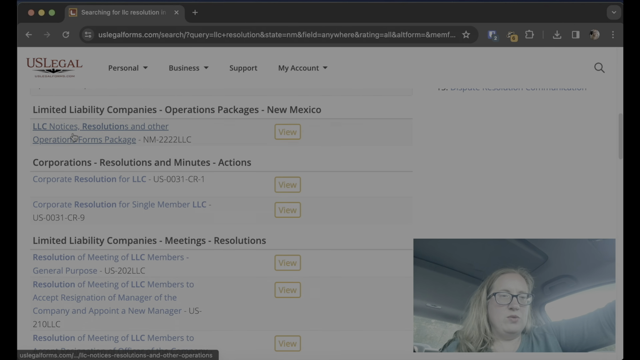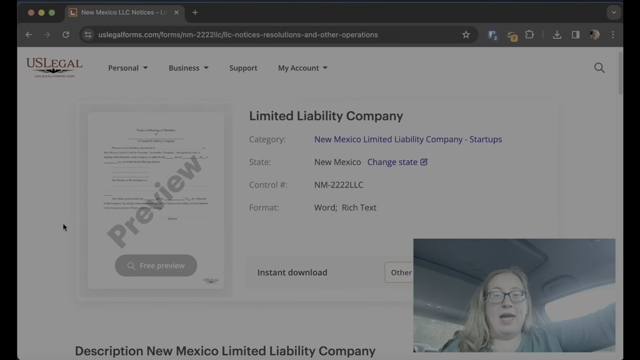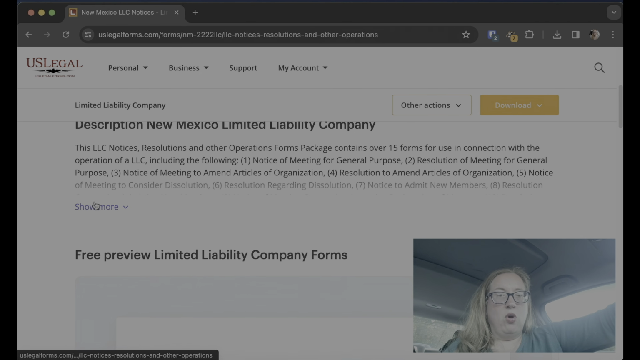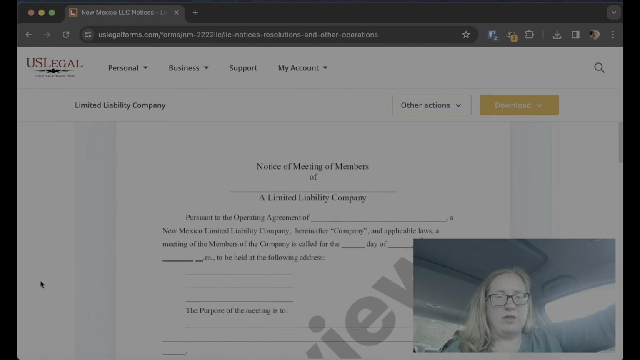So let's go ahead and look at this. LLC notices, resolutions, and other operating forms package. And this is specifically, again, for New Mexico and for an LLC. And it has a whole bunch of different forms. Notice of meeting, general purpose, resolution of meeting, new members, blah, blah, blah, a whole bunch of different things.